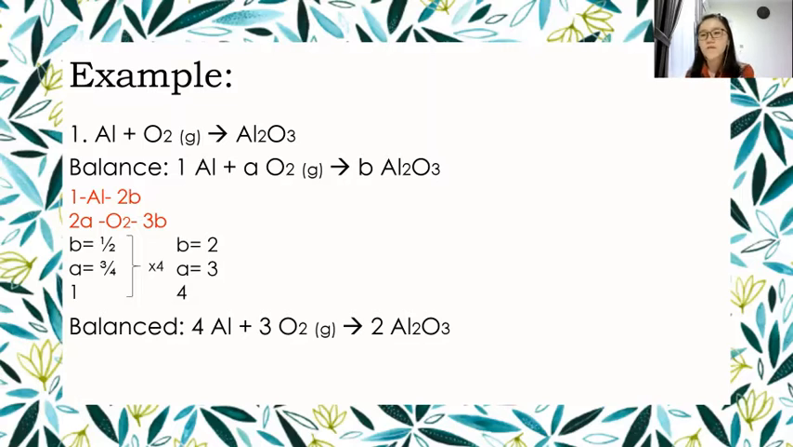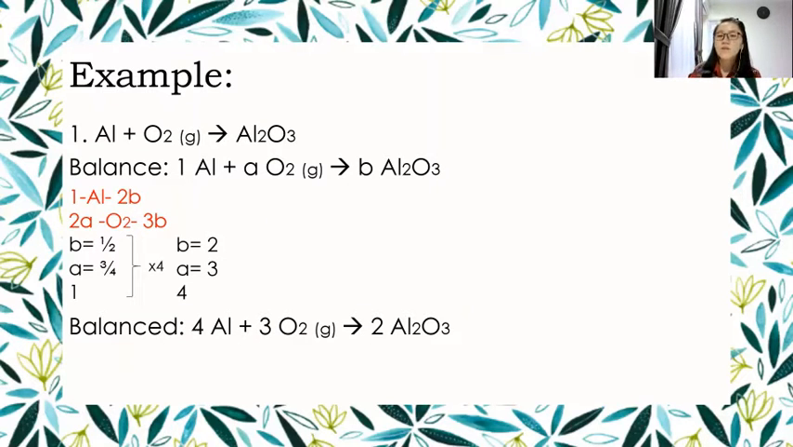Now an example of a chemical reaction. Aluminium, when it reacts with oxygen gas, yields aluminium oxide. It's not yet balanced. As you can see, on the right side there are 2 aluminium atoms and 3 oxygen atoms, and on the left side there is 1 aluminium atom and 2 oxygen atoms.